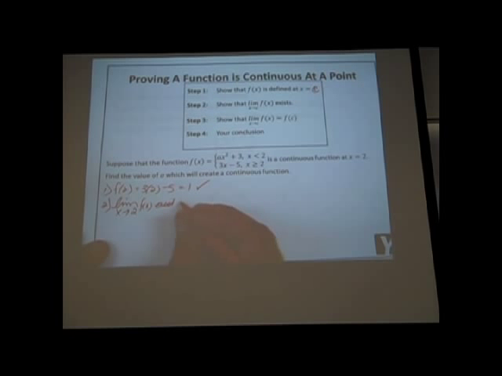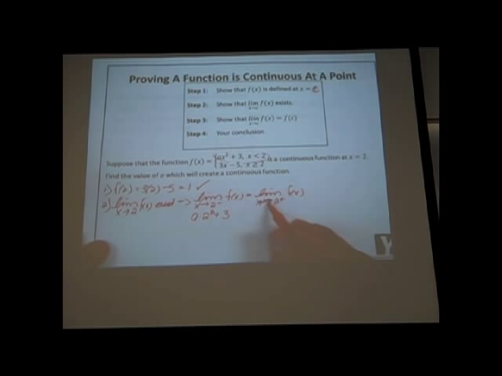Well, if it's going to exist, what that means is that the limit as x approaches 2 from the left must be equal to the limit as x approaches 2 from the right. What is the limit as x approaches 2 from the left? Left of 2 means numbers smaller than 2. The function is defined for numbers smaller than 2 to be ax squared plus 3. So as x approaches 2 from the left, the left side is going to be a times 2 squared plus 3.